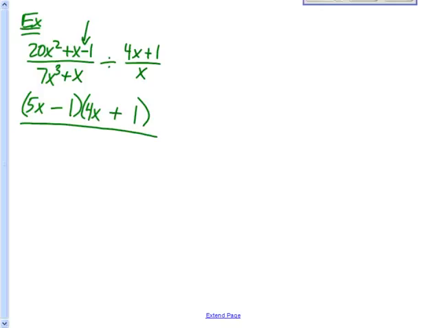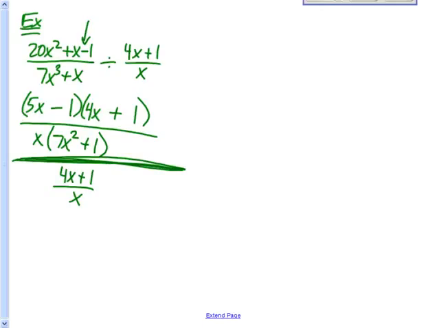And then factor out the bottom, that's 7x cubed plus x. You notice I can take an x out of each of those. Okay, so 7x cubed plus x. And then we're dividing this whole thing all by 4x plus 1 over x, and those are already in factored form. So we go ahead and flip that, x over 4x plus 1, x over 4x plus 1. So those are gone.